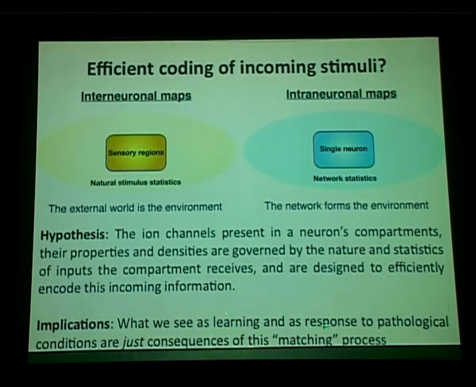What we see as learning and as responses to pathological conditions are just consequences of this matching process. Right? So in the process of learning, there is a change in the input statistics to this neuron, and what this neuron is doing is trying to match with that, and that is permanently etched in that specific dendritic location, and hence learning could be posed as a mechanism by which it is efficiently encoding the inputs that are coming at that specific location. So I'm saying nothing new, I'm just translating things from the sensory literature to a single neuron standpoint, and reposing it from the standpoint of a single neuron rather than from the point of view of a sensory region.